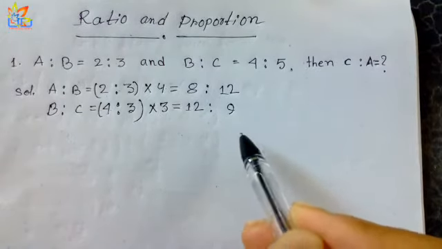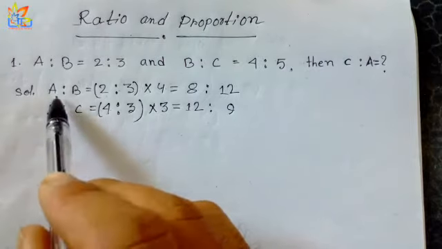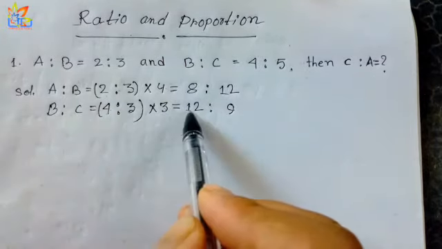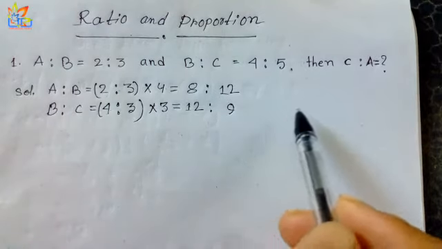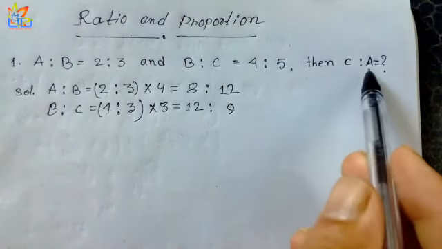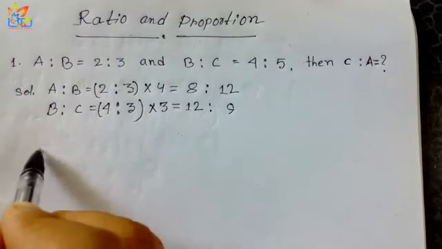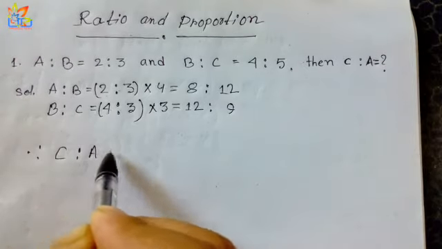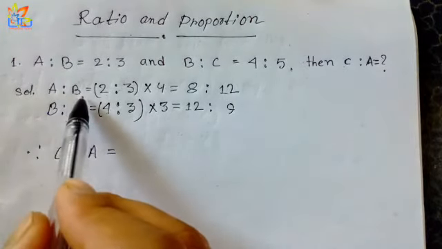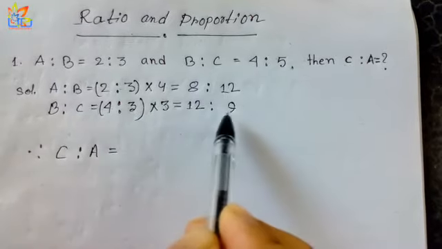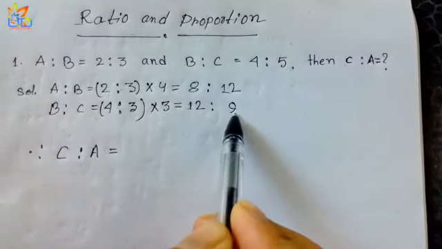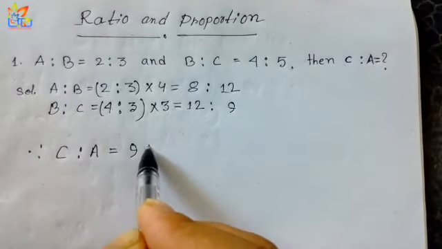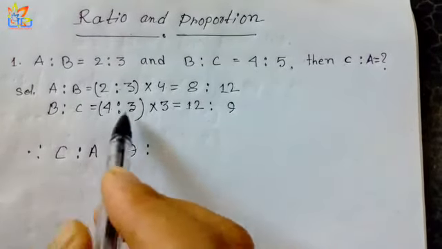Now A is to B is 8 is to 12 and B is to C is 12 is to 15. So C is to A equal to 15 is to 8.